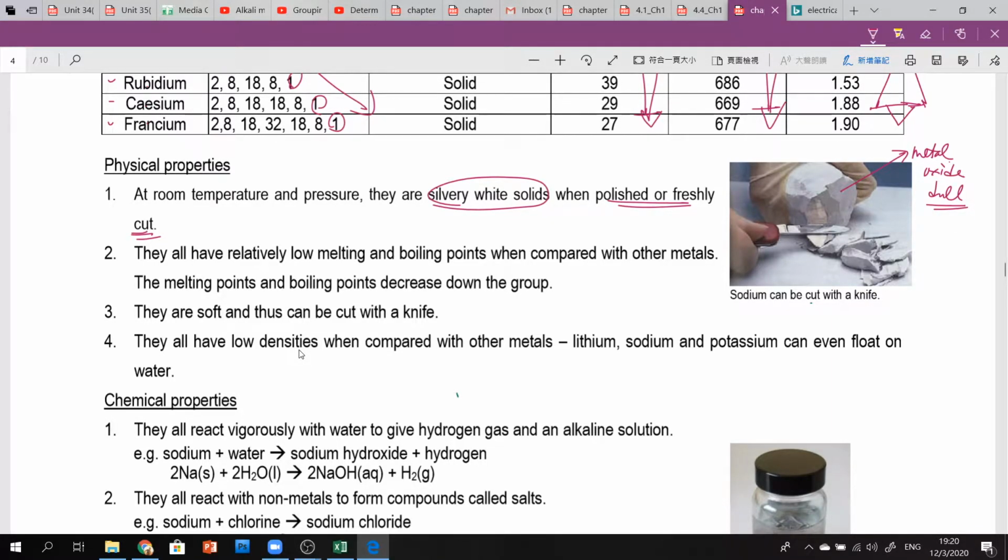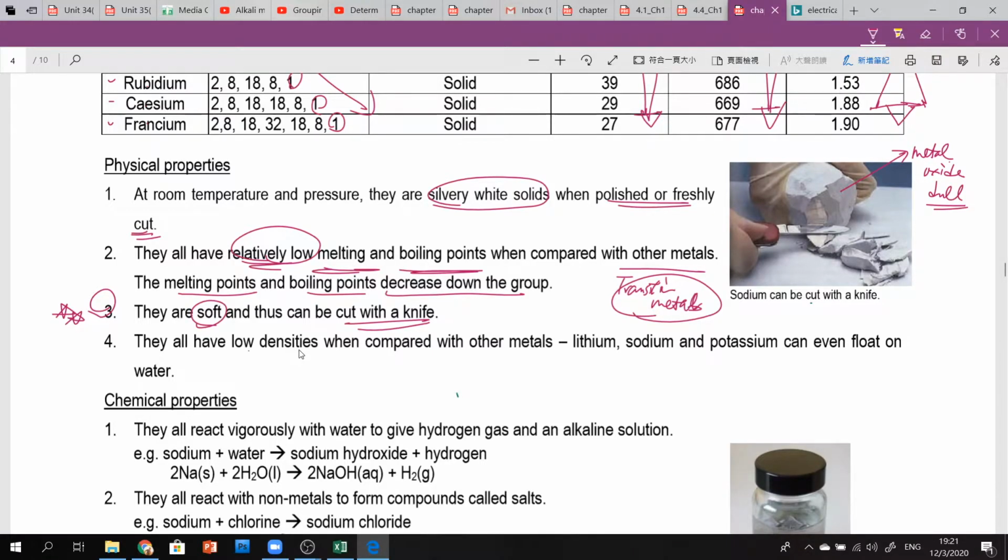They all have relatively low melting points and boiling points compared with other metals. I want to mention the transition metals as a reference. When you compare with transition metals, it is very, very low. While the melting point and boiling point decrease down the group, they are soft and can be cut with a knife. Please circle that, it is a very special property. Common metals are quite hard and strong, but group 1 metals are quite soft and can be cut with a knife.